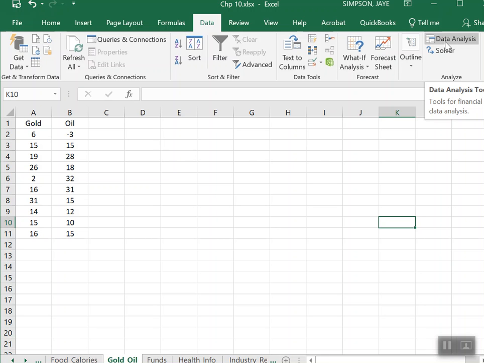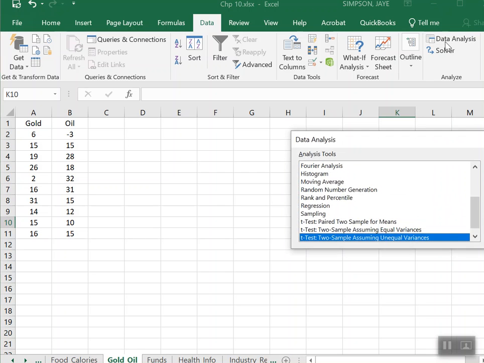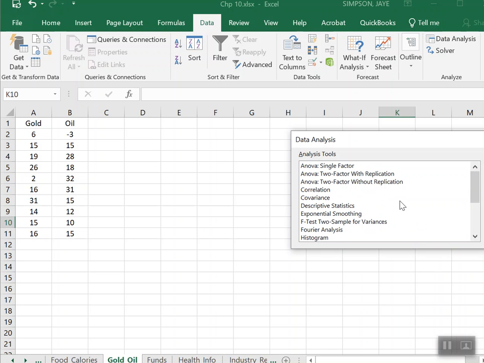So maybe if you've changed your computer since then, or you're working through a different computer, you may not have it there, but you should. So I'm going to click Data Analysis. Now there's lots of things here that we see, and we've already used some of these.